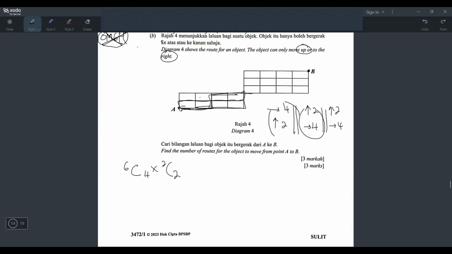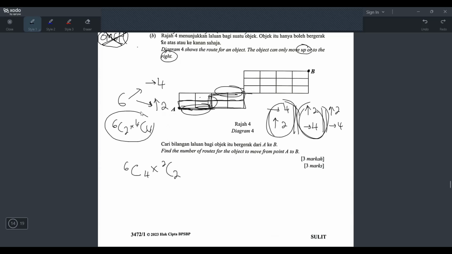Do you understand? Because doesn't matter which route you take, you will end up going total 6 blocks. You have to go 6 blocks, and out of the 6 blocks, there will be definitely 4 ke kanan and then 2 ke atas, right? I already show you just now. Doesn't matter which route, you will end up with 4 blocks ke kanan and then 2 blocks ke atas. It means you will do like that lah. The total number of ways will be 6C4 times 2C2, right? Of course, you can also do like that. 6C2 times 4C4 can also. This one and this one will give you the same answer, right?